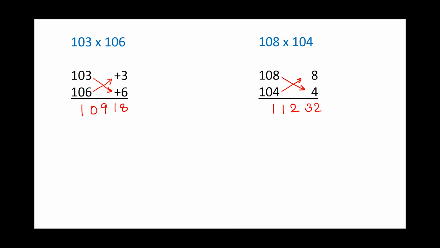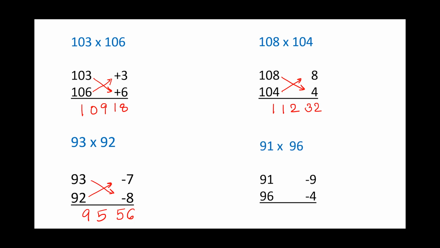Now, what if both the numbers are deficit, that is less than your base? For example, 93 into 92. One is minus 7 deficit and the other one is minus 8 deficit. So again, the same thought process: minus 7 into minus 8 gives you plus 56. Either subtract 92 with 7 or 93 minus 8. So you get 85. Your answer is 8556.